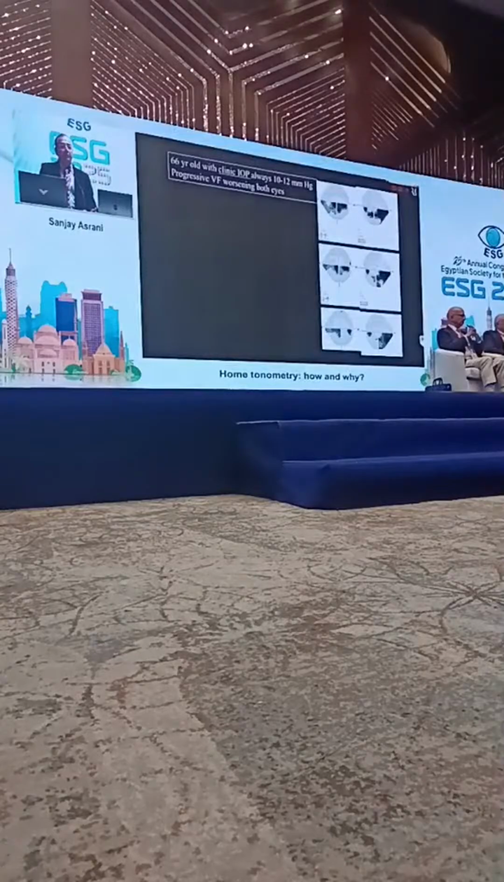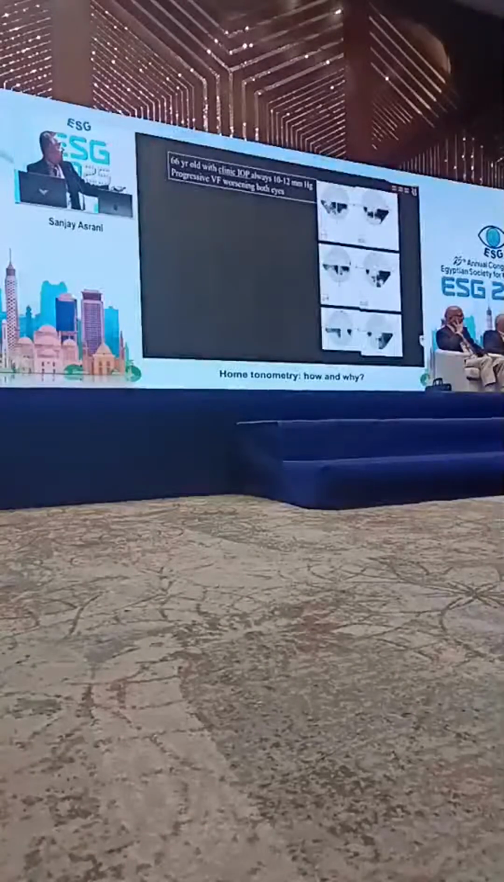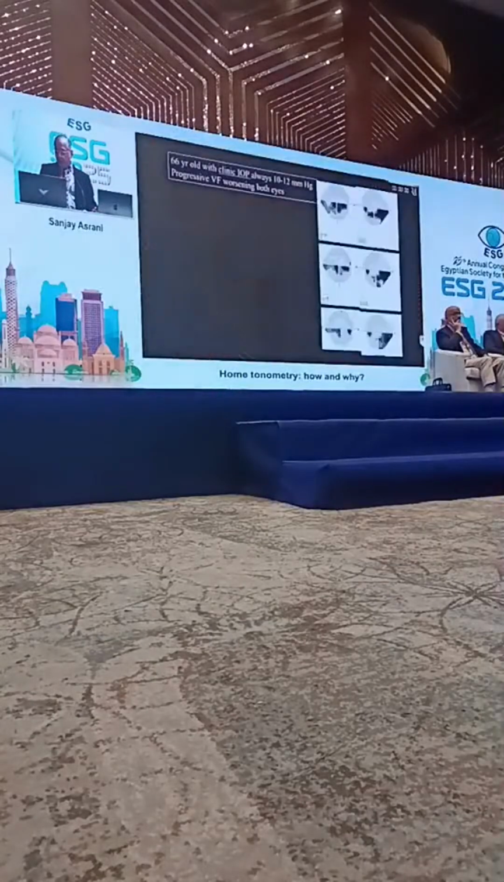This is an example of a patient with normal tension glaucoma who's getting worse. As you can see, the visual field is slowly encroaching and has already encroached into the inferior paracentral region, which means this patient cannot read out of his right eye.